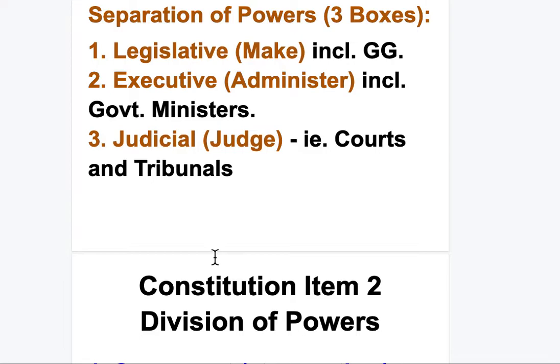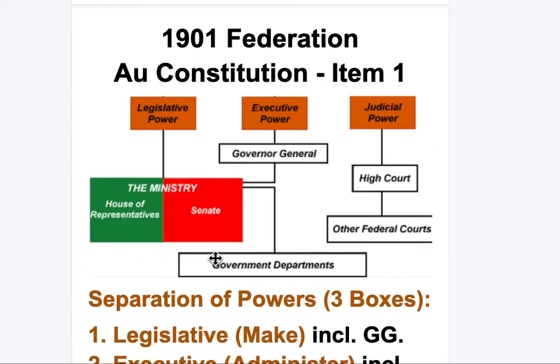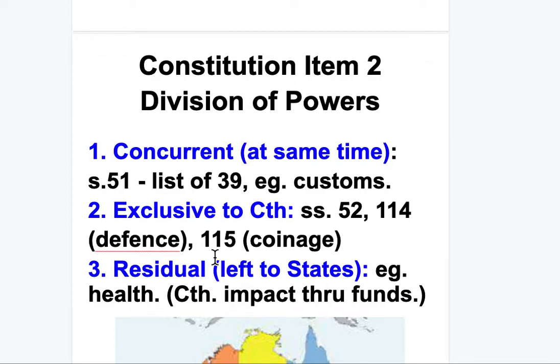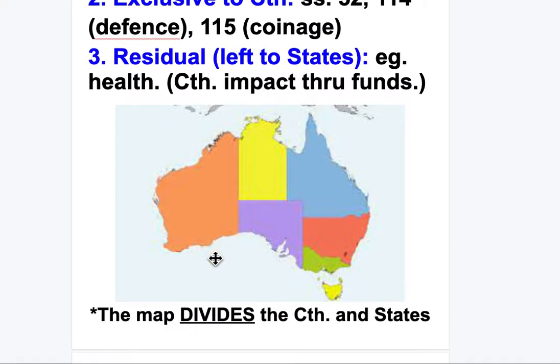Some students get confused because the words separation and division mean the same sort of thing. So the way I like to remember that is if you think about a map of Australia divided, where it divides the whole Commonwealth between the states up on the map. It divides the Commonwealth and the states. So that's division of power.